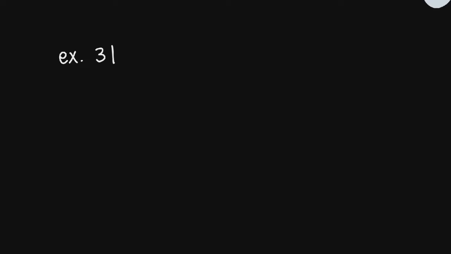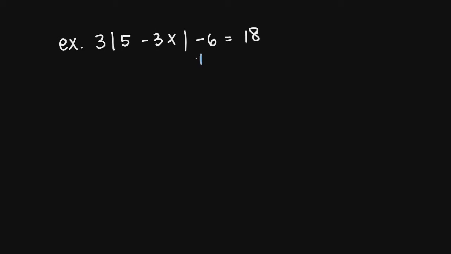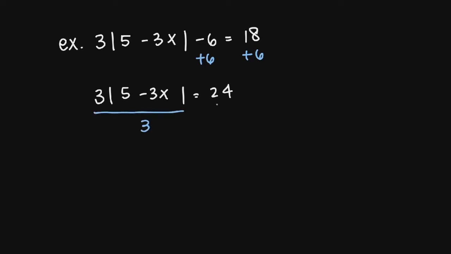Okay, so the next one we have 3 times the absolute value of 5 minus 3x minus 6 equals 18. So we have to first isolate the absolute value. So that means we have to add 6 to both sides. And then we get 3 times the absolute value of 5 minus 3x equals 24. And since there's a 3 in front of the absolute value, you have to divide everything by 3. So then we get absolute value of 5 minus 3x equals 8.